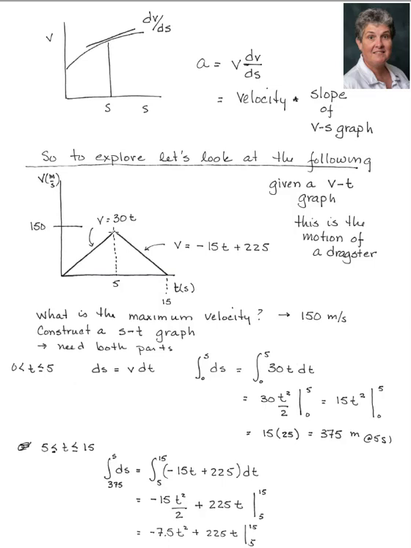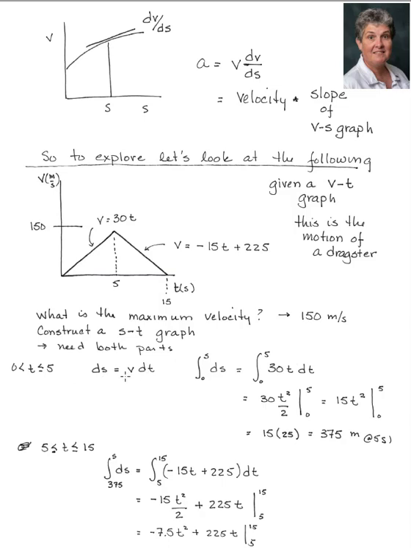So a lot of times you can look at the question. Now we want to construct a position versus time graph using the information that's given to us in our velocity versus time graph. So we're going to have to break it up into two parts. We're going to have to look at that 0 to 5 second interval and that 5 to 15 second interval.